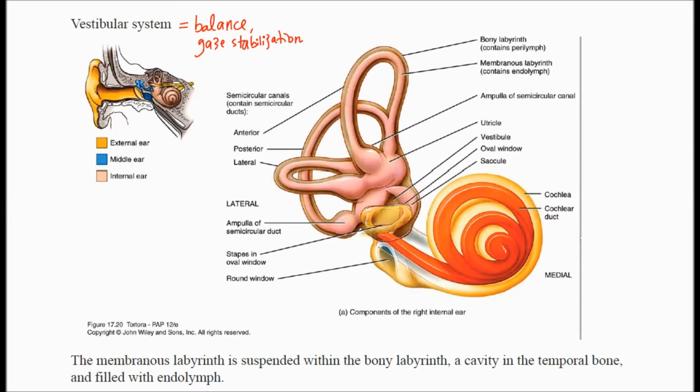In the inner ear, you can find the vestibular apparatus and the cochlea. We're going to focus on the vestibular apparatus today, and you can see those semicircular canals. There are 3 semicircular canals: anterior, posterior, and lateral. Also the utricle and saccule. So those 5 structures constitute the vestibular apparatus.